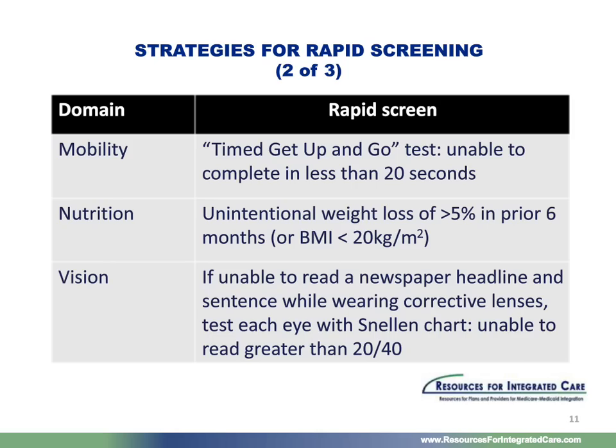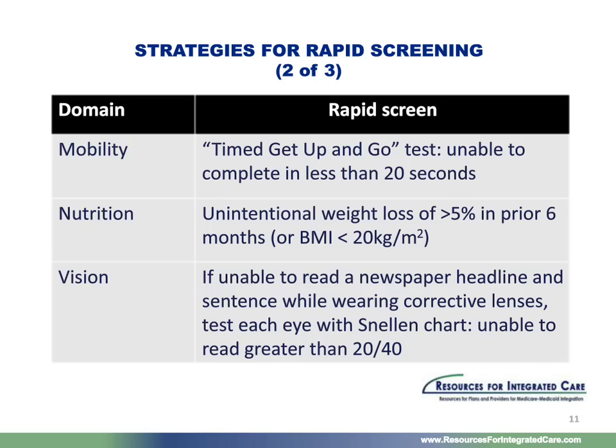For vision, a very quick and easy screen is just to ask the patient to read a newspaper headline and sentence while wearing their corrective lenses. And if they're having difficulty with that task, one would then go on to do a more complete visual assessment, and we'll come back to that in a subsequent slide. Next slide.